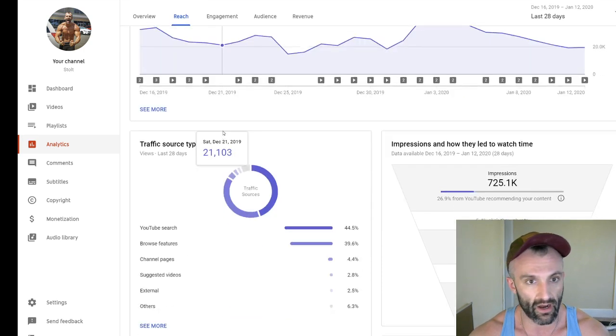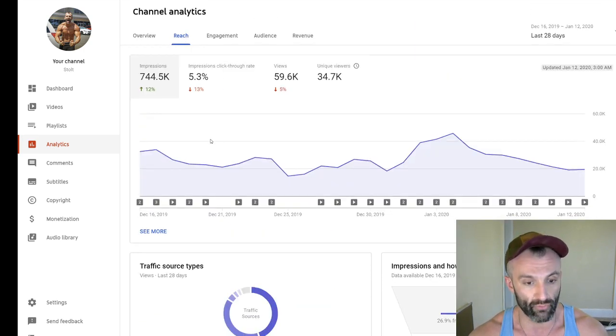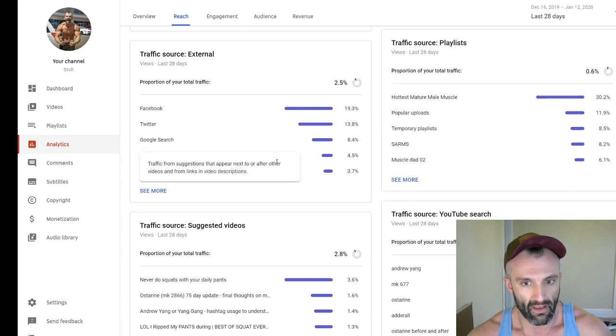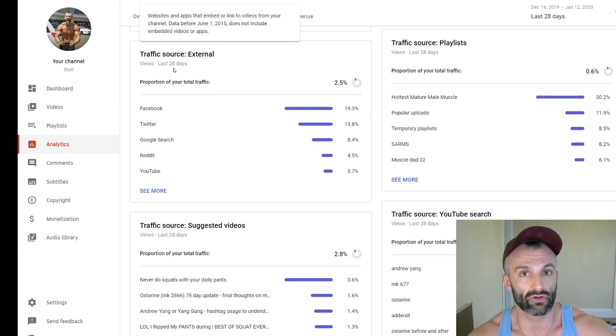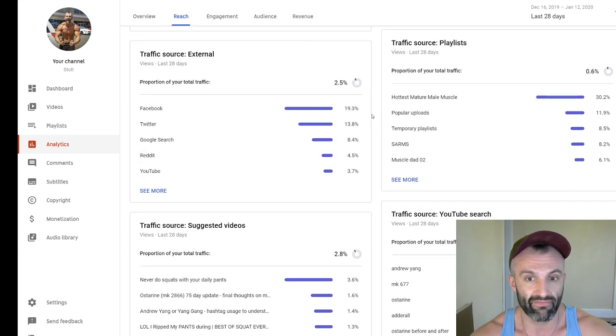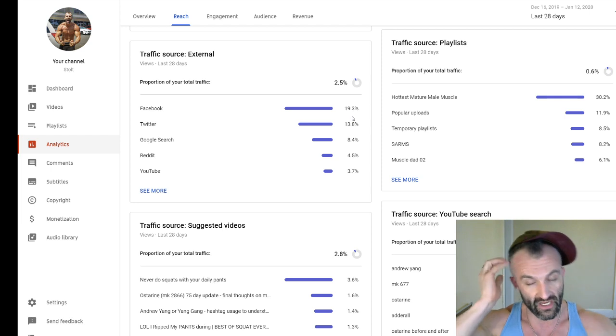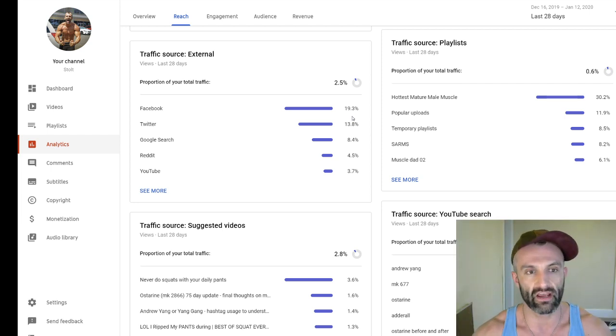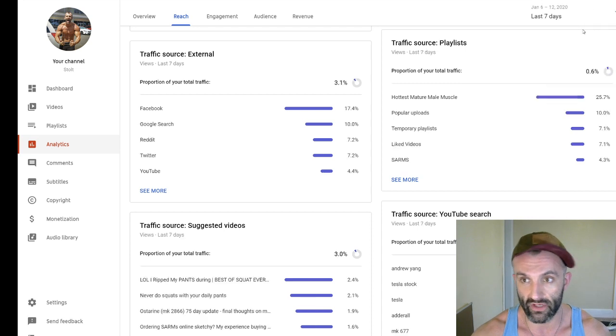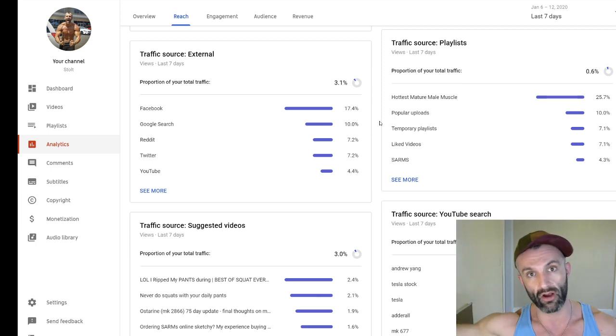So this is the YouTube analytics in terms of my reach. So if we come down here. Facebook, this is my external traffic sources over the last 28 days. Facebook has represented about 19.3% of total minutes watched, total views on my channel over the last 28 days from external sources. So let's take a look at the last 7 days so we have the data. 17.4%.